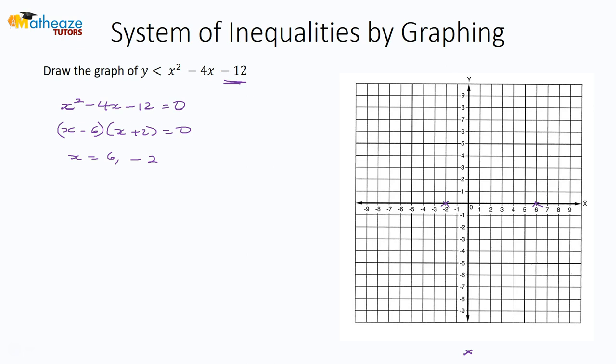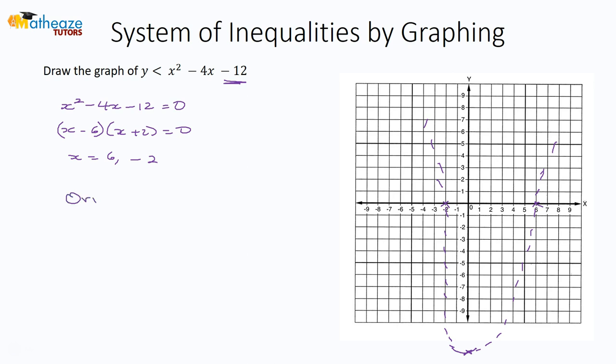So now we're going to come up with the graph for this inequality. I already know it's less than, so I'm just going to use broken lines all the way through. We have broken lines right here, and broken lines all the way through.